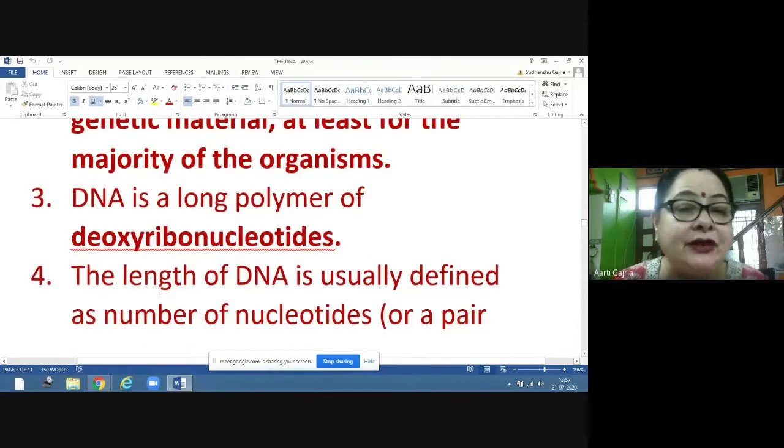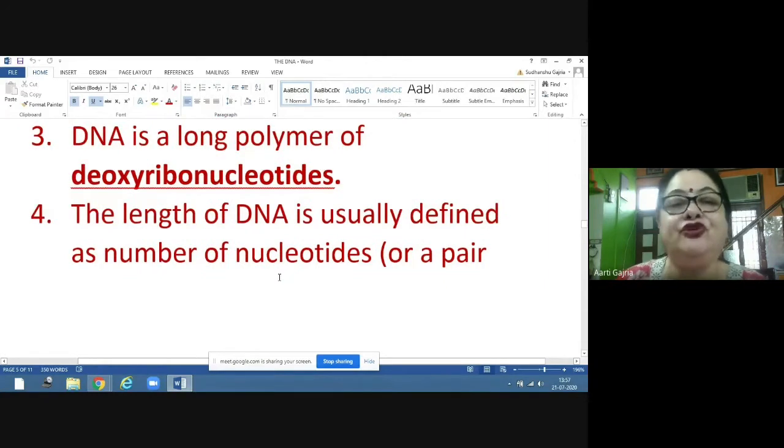DNA is a long polymer of deoxyribonucleotides. What is a polymer? Poly means many and mer means unit. So if many similar units are joined together, that structure is called polymer. So this polymer, the DNA, is a polymer of nucleotides.